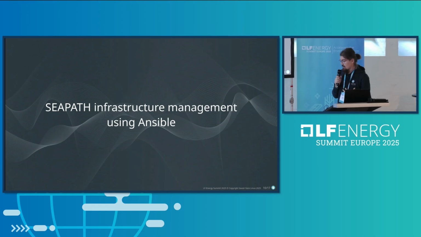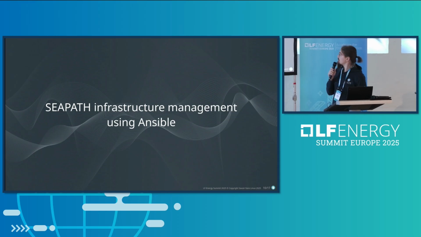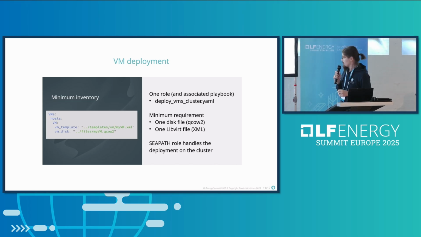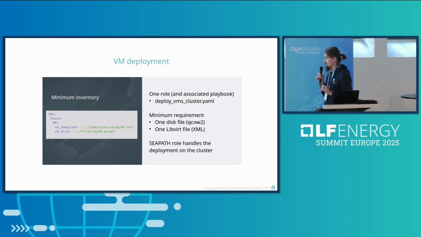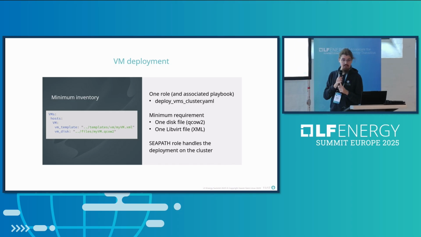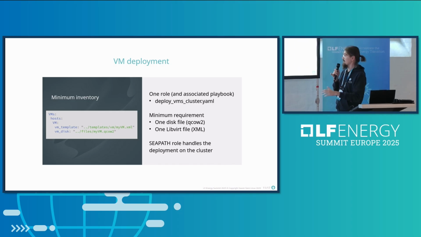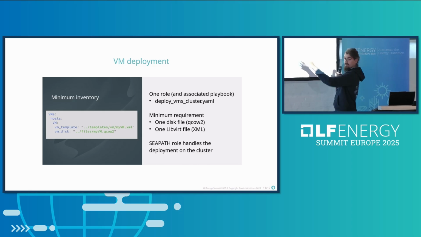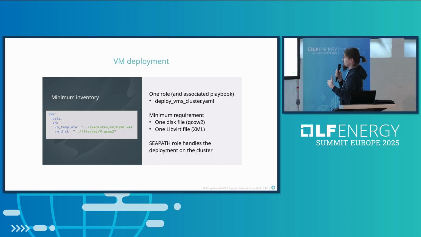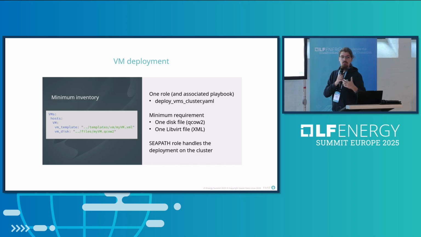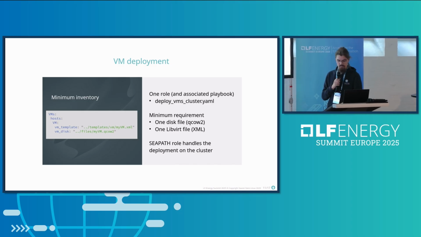Now, our CPaaS infrastructure is deployed. How do we manage this CPaaS infrastructure? First, we want to deploy virtual machines. The very basic way of deploying a virtual machine on CPaaS is providing one XML and one QCOW2 file. And you can do it by filling this inventory. There is an example on the CPaaS repository. And it will deploy the VMs and handle the deployment on the cluster, so with high availability. So you don't have to do it yourself.